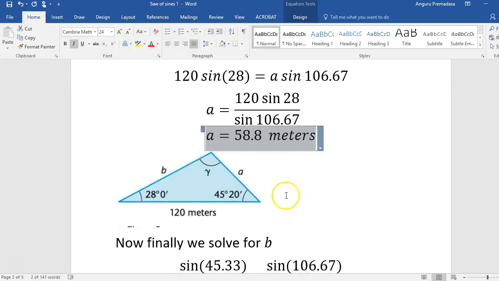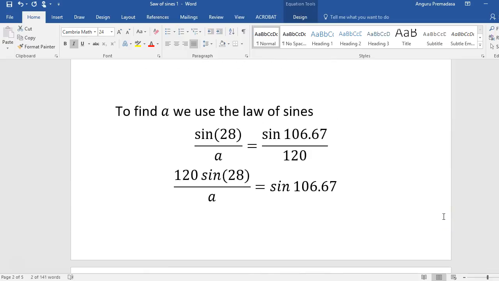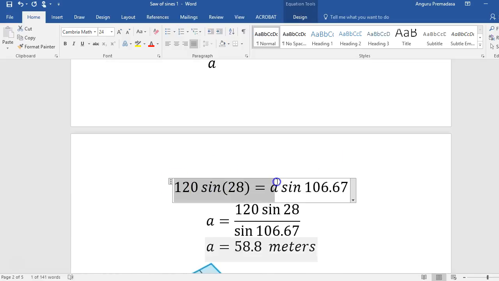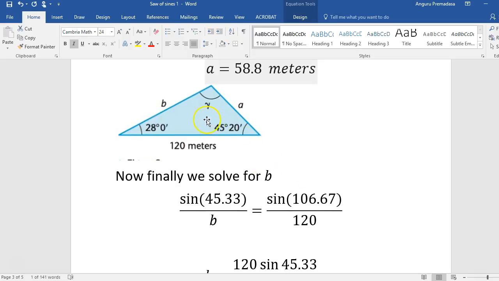Now finally, so we know A, right? To get this answer, the easiest thing to do would be to just cross multiply. You multiply this with this, is equal to, and then you multiply this with this. That's how you get 120 sine 28 is equal to A sine 106.67. So now we have solved for gamma, we have solved for A, and now we need to solve for B.